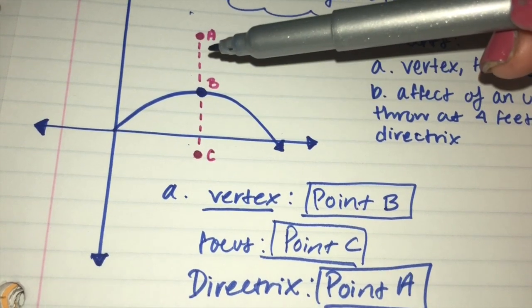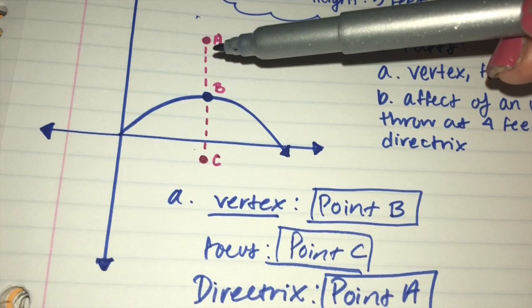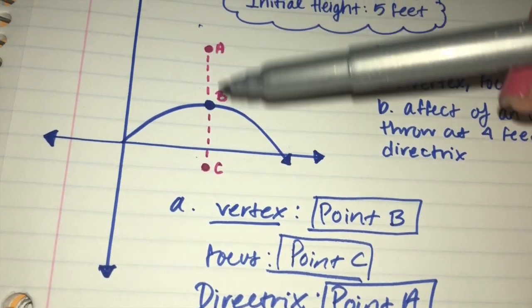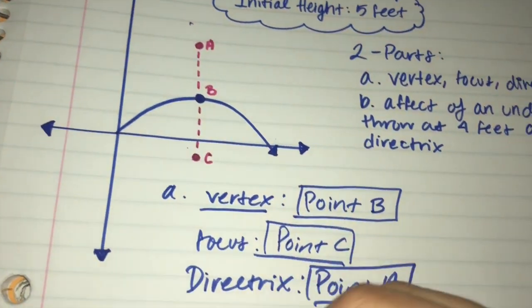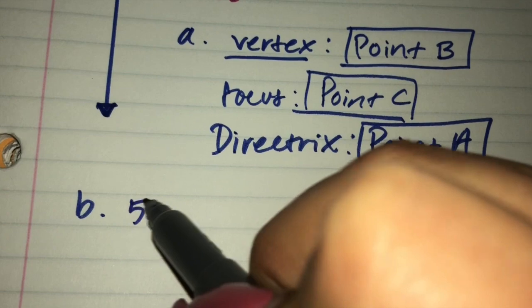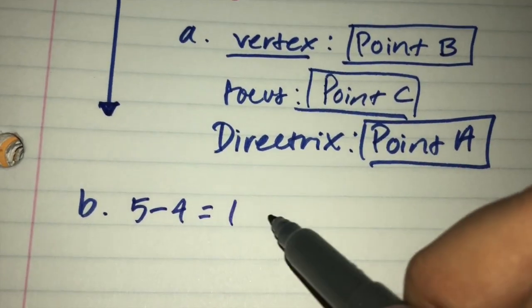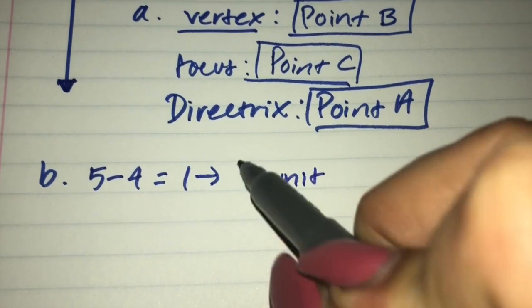and then this is -4, because it would be thrown at 4 feet instead of 5, it will only move the directrix and the focus down 1 unit. So pretty easy. So what's 5 minus 4 equals 1. So that translates into 1 unit.